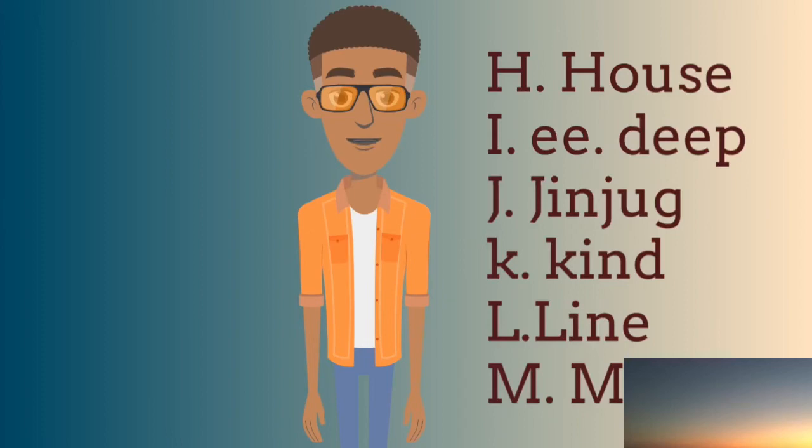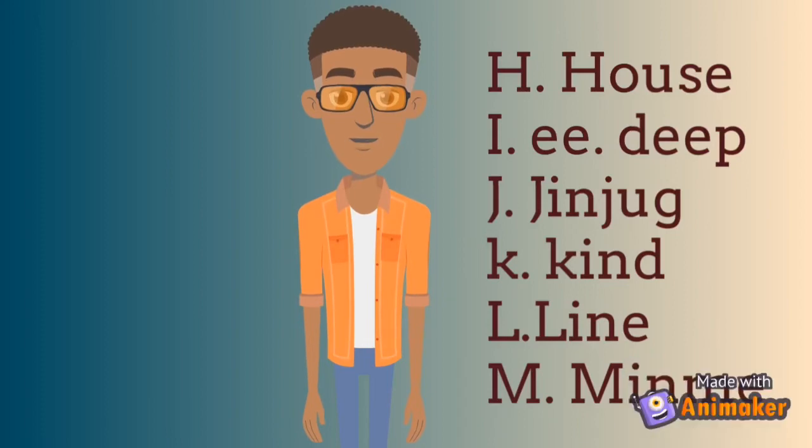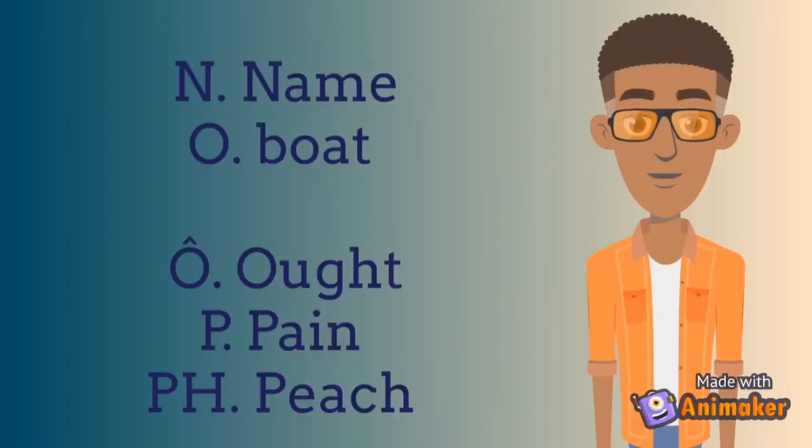K sounds like K in kind. L sounds like L in line. M sounds like M in Minmay. N sounds like N in name. O sounds like O in boat. O represents two sounds. O could sound somewhat like you and put. Another O sounds like O in ought.